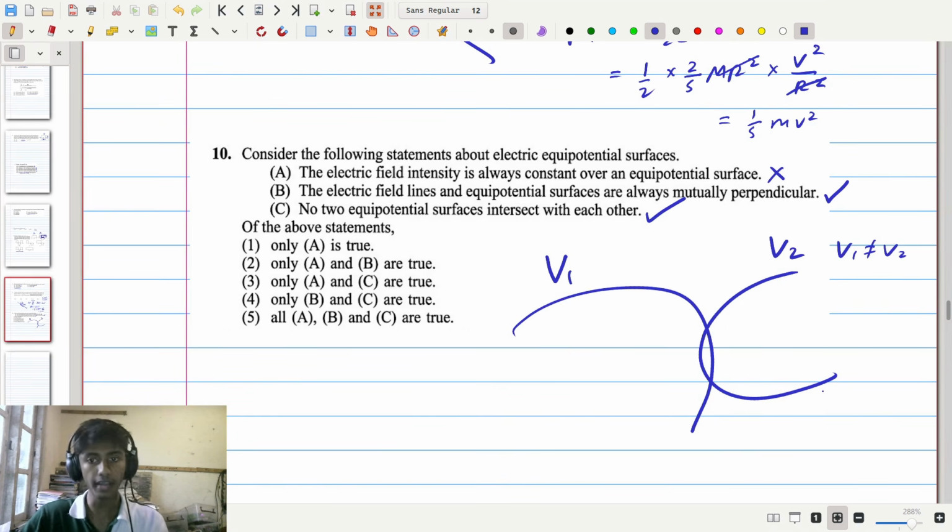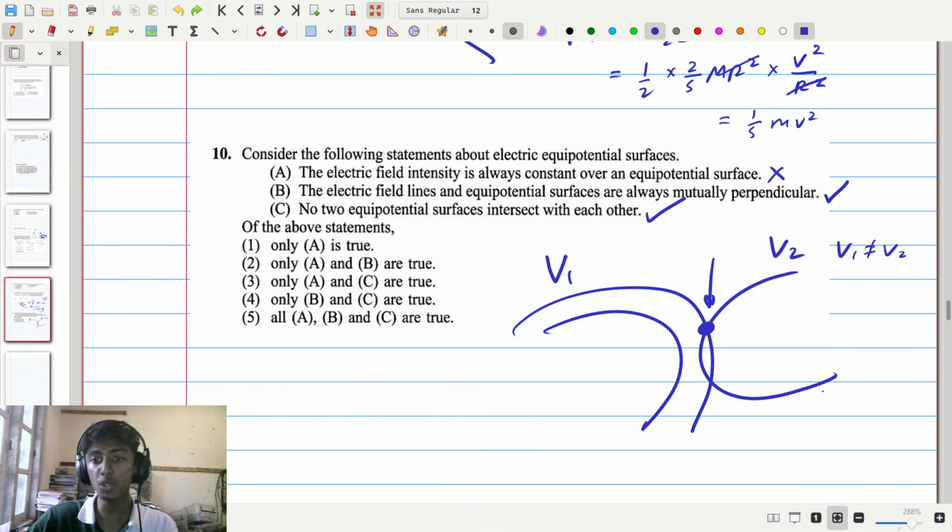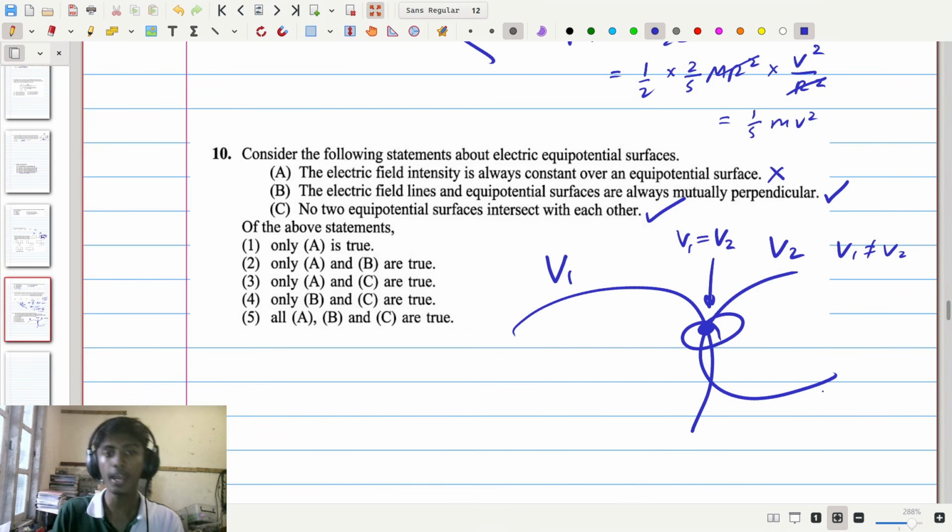Now considering that, let's take a look at the intersection points. At this point, according to this surface, we should have this point's potential being equal to V1. However, according to this one, we should have this point's potential being equal to V2. Now since V1 is not equal to V2, we cannot have V1 and V2 both being the potential of this point. Therefore, we have a contradiction, and therefore, no two equipotential surfaces can intersect each other. Only the same equipotential surface can go through a single point.